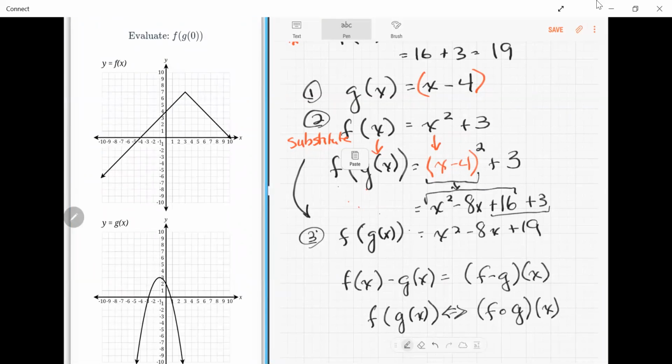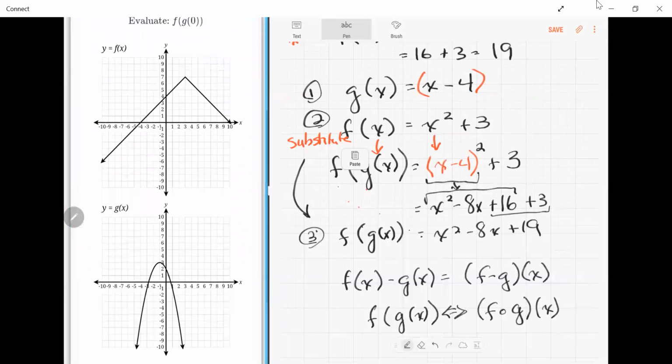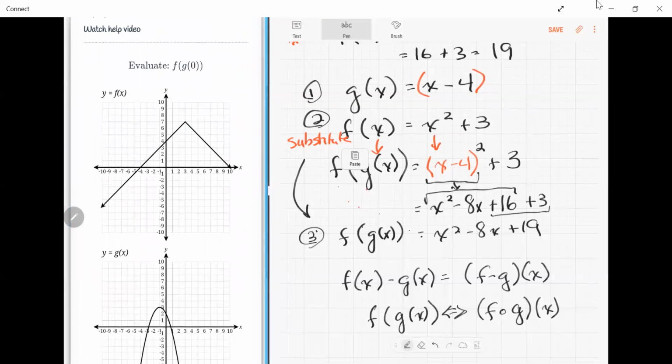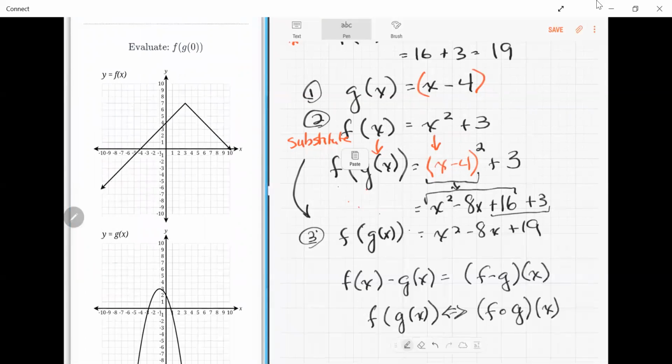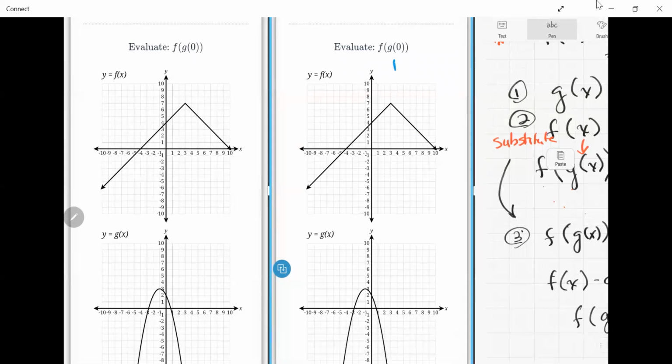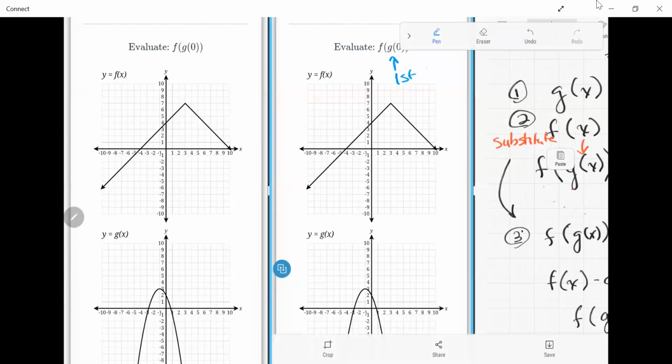This has two graphs, f of x and g of x. And it says, what is f of g of 0? First we need to find what is g of 0. First, what is that?